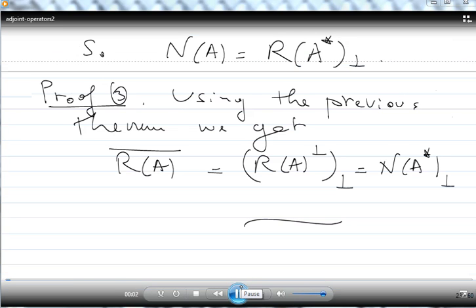So let us start the second part of this lecture on adjoint operators and more properties of adjoint operators. We have the following theorem.